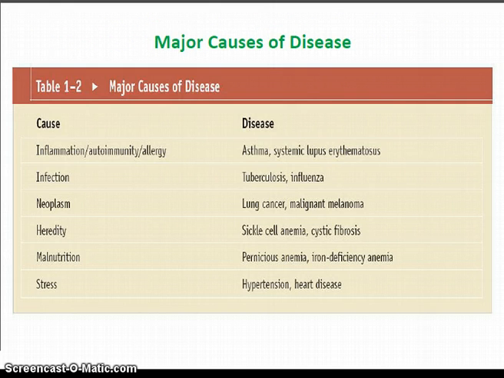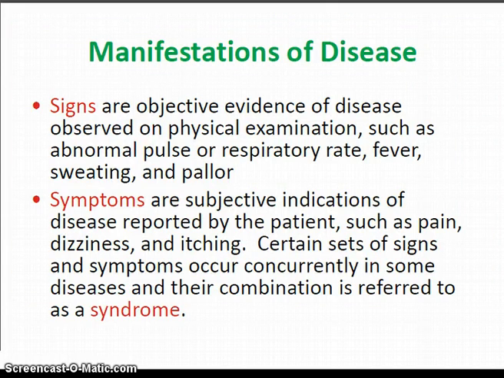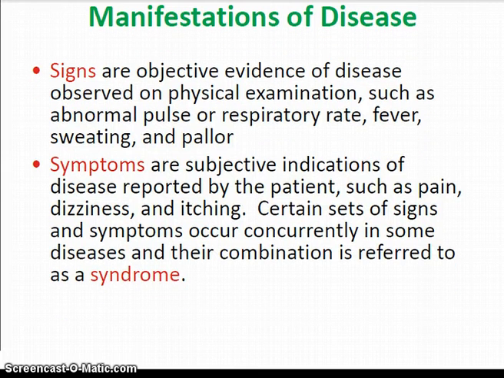Again, major causes of disease are listed here. We will take a look at inflammation, autoimmunity, and allergy as part of the immune system functions, and some diseases that are related to these various abnormalities. All right, this shows you some other important definitions, signs and symptoms of diseases, what is meant by a sign, what is meant by a symptom, and what is a syndrome.